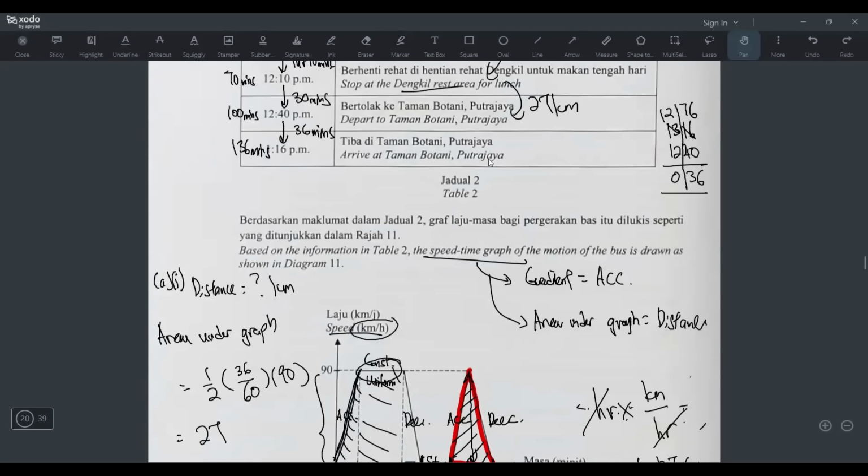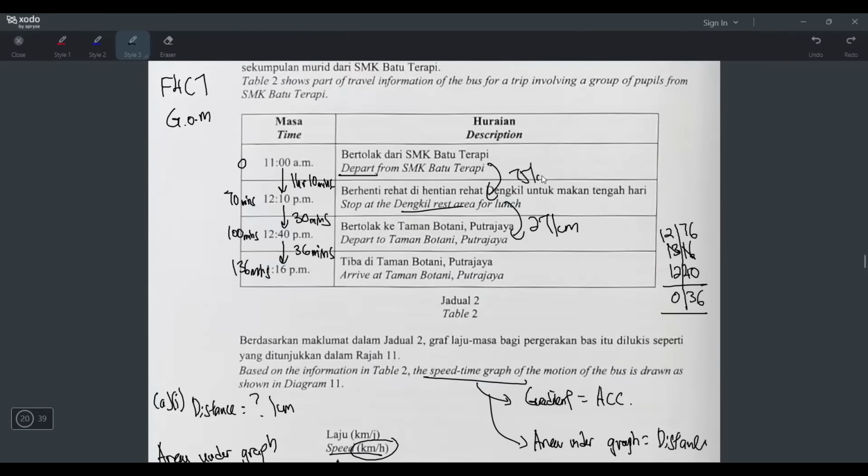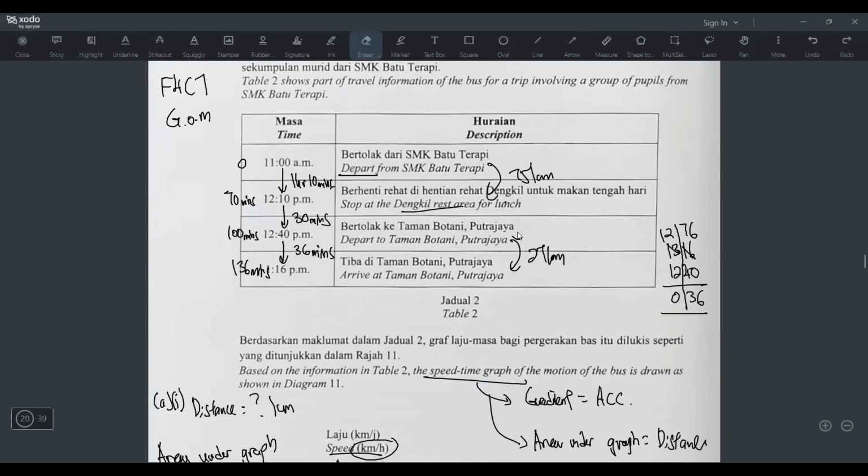And then after traveling 75 km, it stops for a while, and then after that travels another 27 km to reach the Taman Botani. Okay, so now, actually the 27 km is here. Yeah, it's not here. Here is when it stops. So when it stops, the distance traveled is 0. Okay, so here is 75, 27.